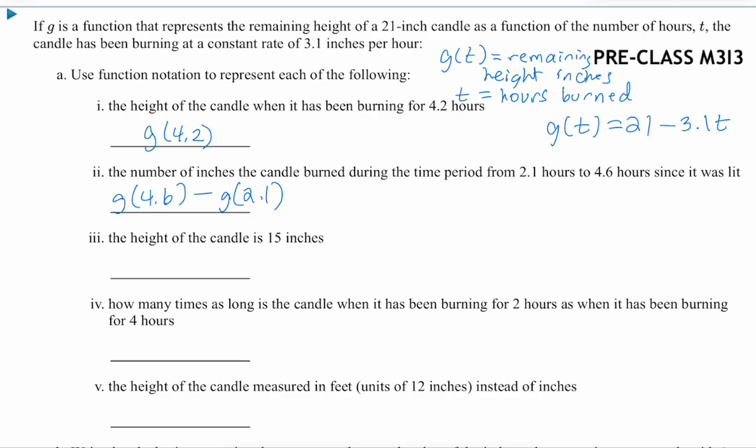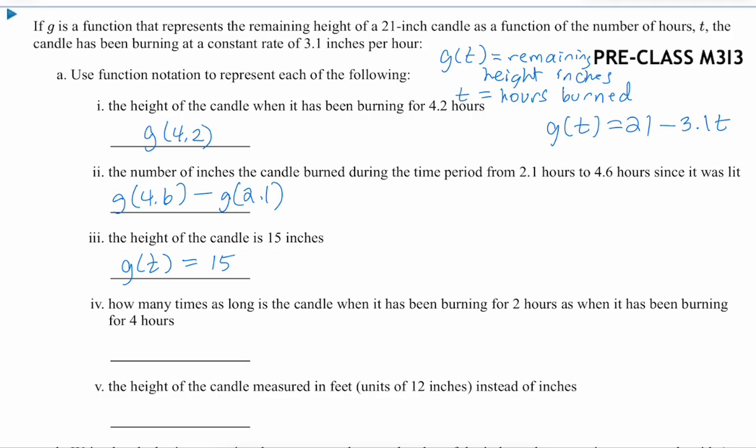Now the next thing says, use function notation to represent the height of the candle is 15 inches. Again, yours might be different, but that is basically the function gave me an answer of 15. Yours might be 14, yours might be 13, I don't know. But your function gave me an answer of 15. The height remaining is 15. And then bullet 4 here. How many times as long as the candle when it was burning for 2 hours as when it was burning for 4 hours? So again, how many times? We had done one like that before.